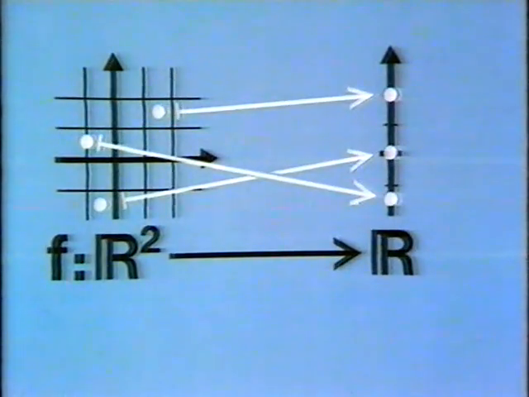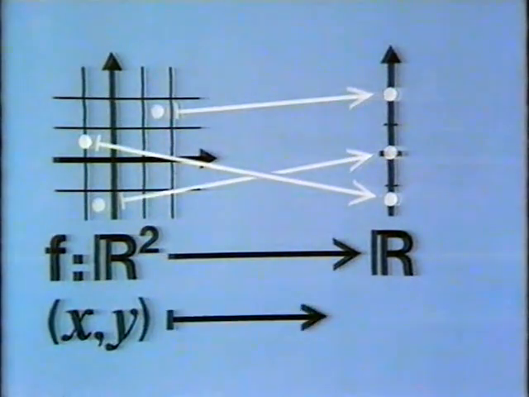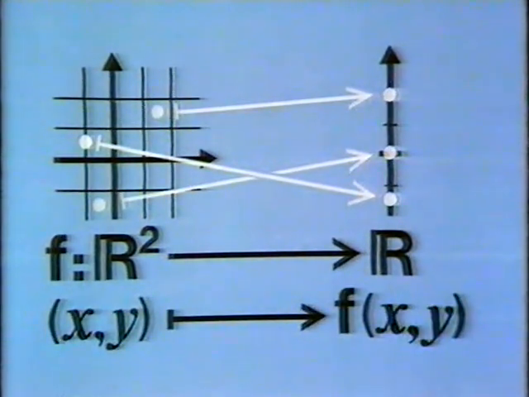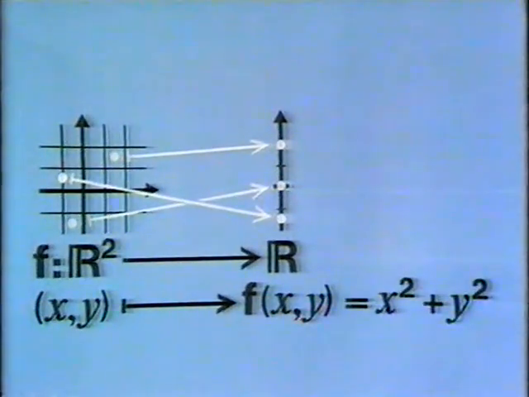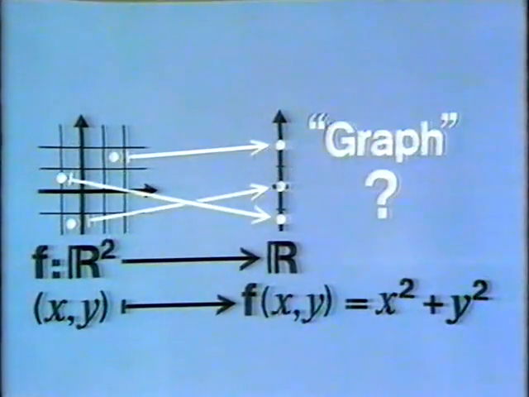A function from the plane R2 to the real line R is simply a rule which takes each point of R2 and assigns to it a point of R. So each point with coordinates xy maps to a real number f of xy. For example, each point xy could map to the real number x squared plus y squared. Now, how would you draw the graph of such a function?